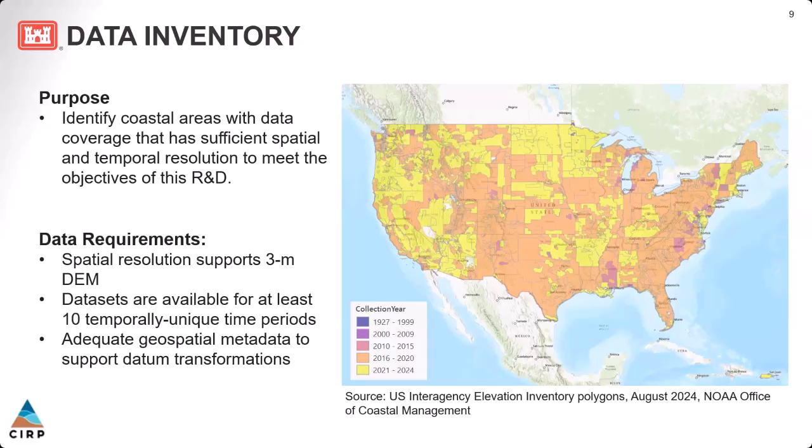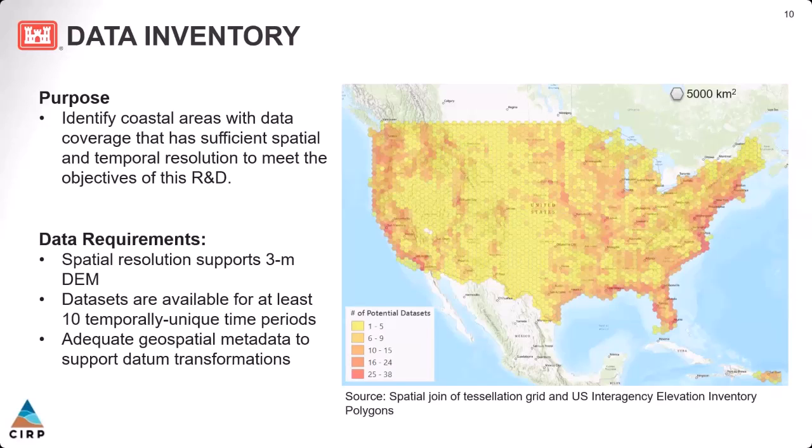And then if we go to the next slide, Scott, we have another representation of these interagency elevation inventory polygons shown here as a tessellated grid using hex bins that are 5,000 square kilometers in area. Here we've just done a spatial join of that tessellation grid with those interagency elevation inventory polygons to color the hex bins by the number of dataset polygons that might intersect a given hex bin. So we certainly see from various coastal areas in the lower 48, we have areas with lots of data sets that are potentially available for our team to use.